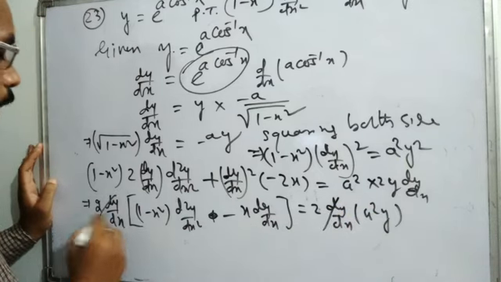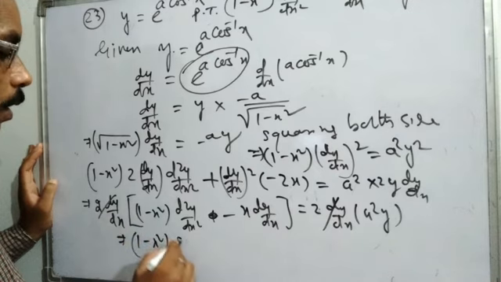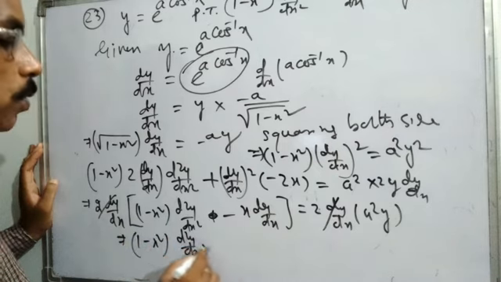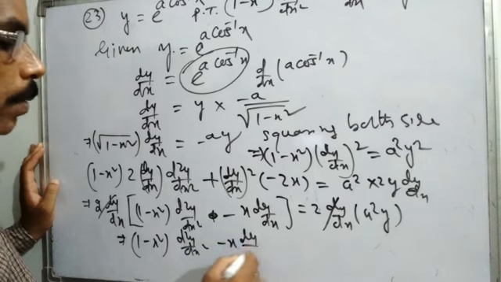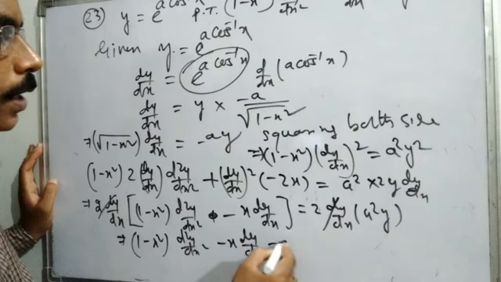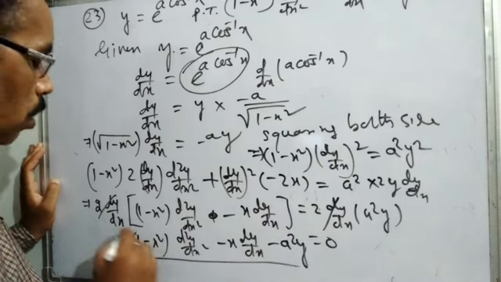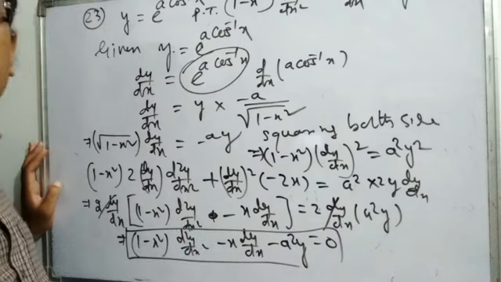So this part will cancel out, the remaining part will be (1 minus x square) d2y/dx2 minus x dy/dx. This portion will be remaining part, a square y. Take this side, a square y is equal to 0. So this is the proof of this problem.